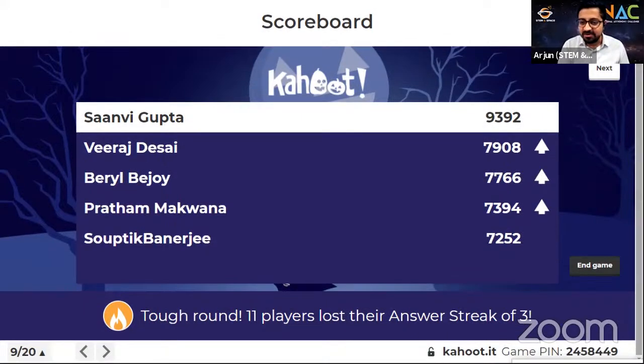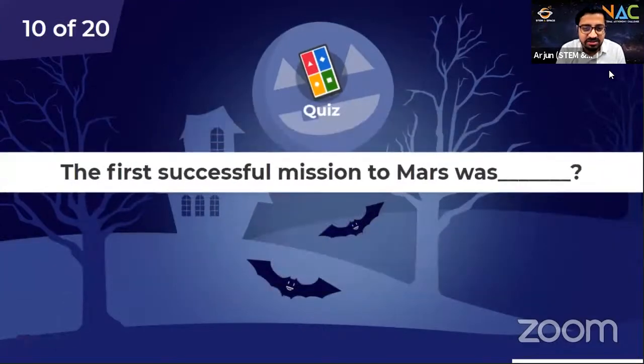She's maintaining a perfect streak, I see. So then we have Sanvi, Viraj, Beryl, Pratham, and Sopthik completing the top five. And tough round, 11 players lost their answer streak. No worry, guys. It is only the 9th question. You can still start maintaining your streak. With this, let's get to the 10th question now.